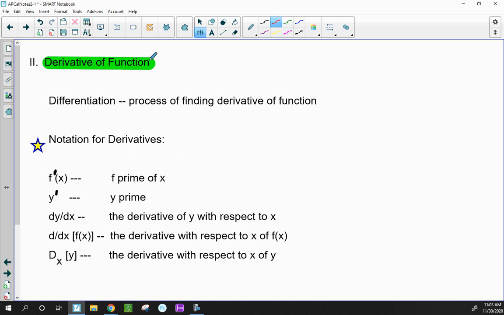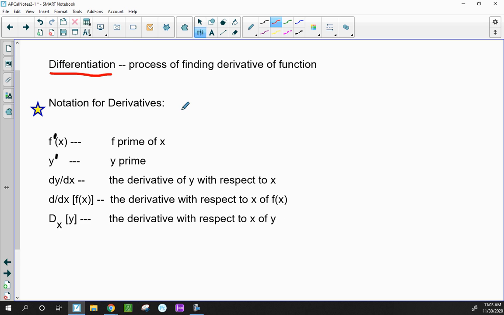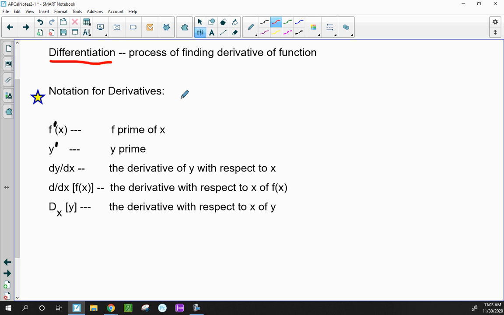Okay, so today I want you to start writing using this slide. We're looking at different ways to write derivatives, like the notation. A derivative of a function, or differentiation, is the process of finding the derivative of a function. So when you hear me say the word differentiation, I'm referring to finding the derivative. And remember, derivative is the calculus way of looking at the slope of a tangent line to the graph at a particular location.